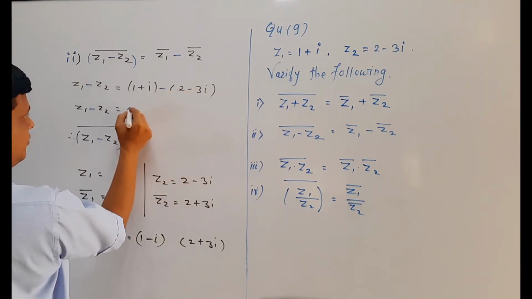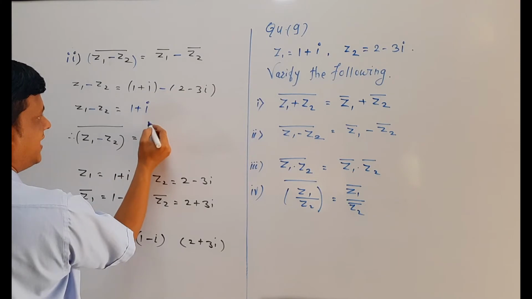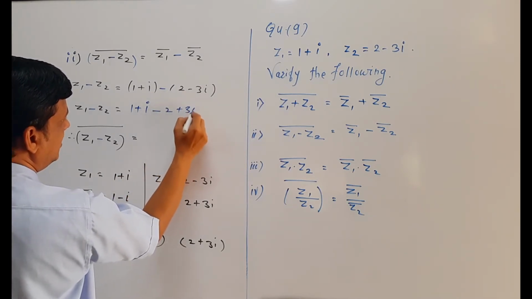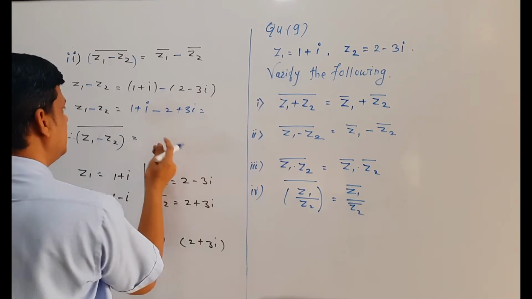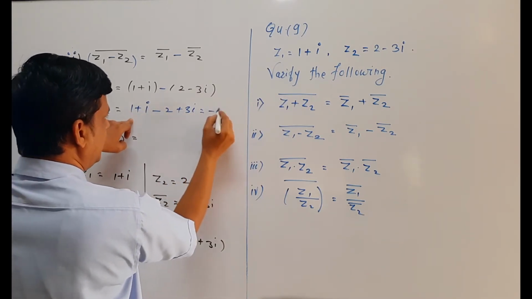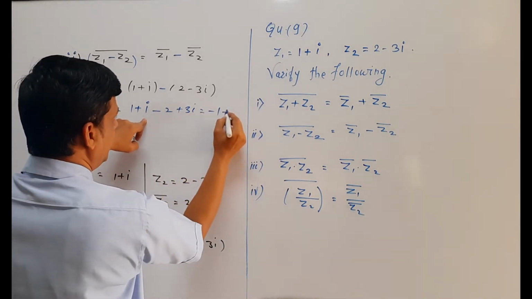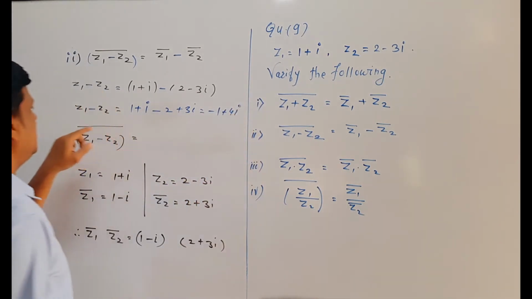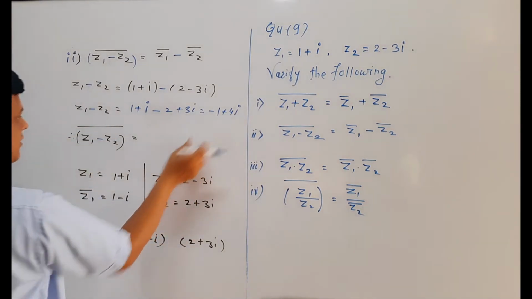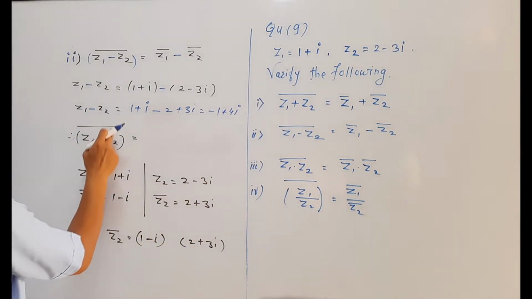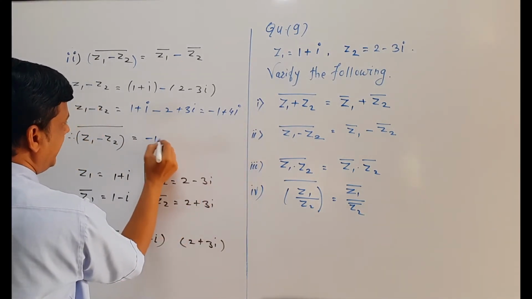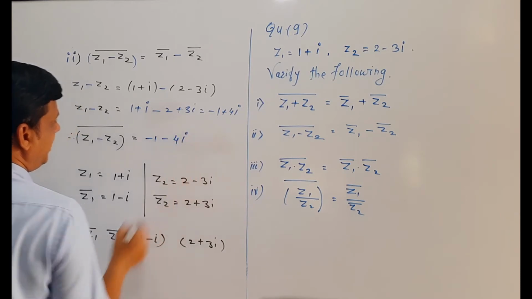So we first remove the first bracket, so 1 plus i as it is. Now multiply by minus, so we get minus 2 plus 3i. So 1 minus 2, we get minus 1, and i plus 3i, we get 4i. So this is z1 minus z2. Now we have to calculate its conjugate. So we write the conjugate of z1 minus z2. That means we have to change the sign of 4i. So we write here minus 1 minus 4i.